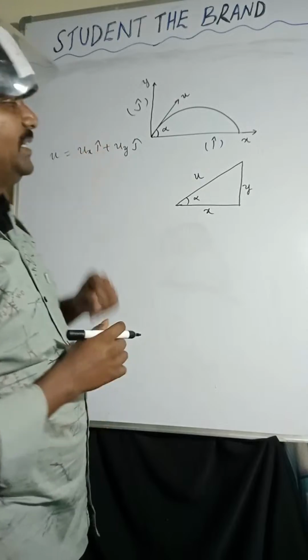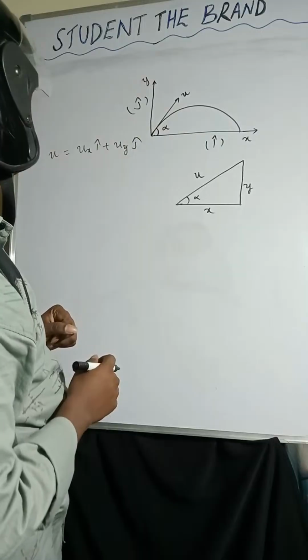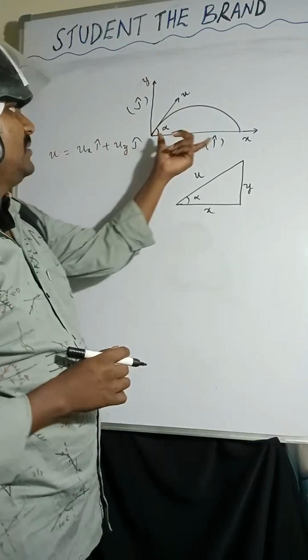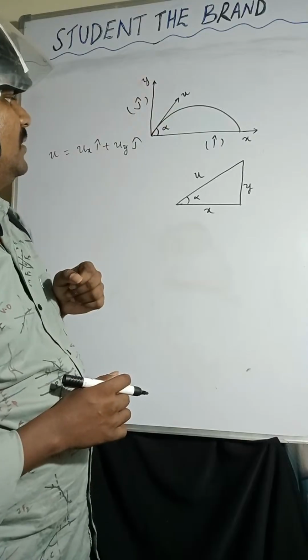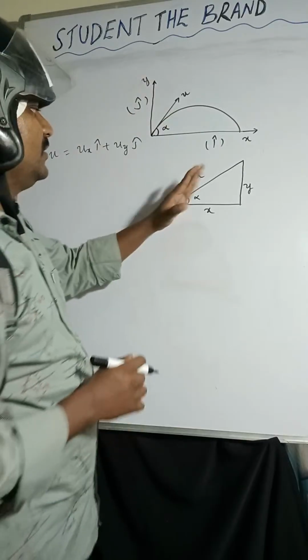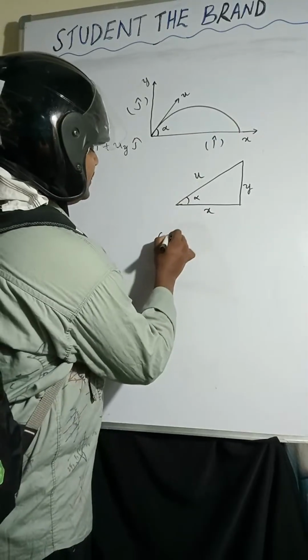Ux i cap, uy j cap, along x-axis and along y-axis. So that is the x-axis component and y-axis component, that is ux and uy. Now, if you resolve the component, what is cos alpha?